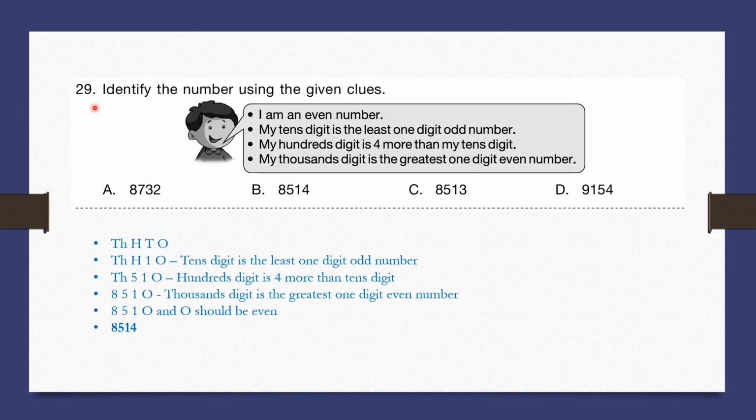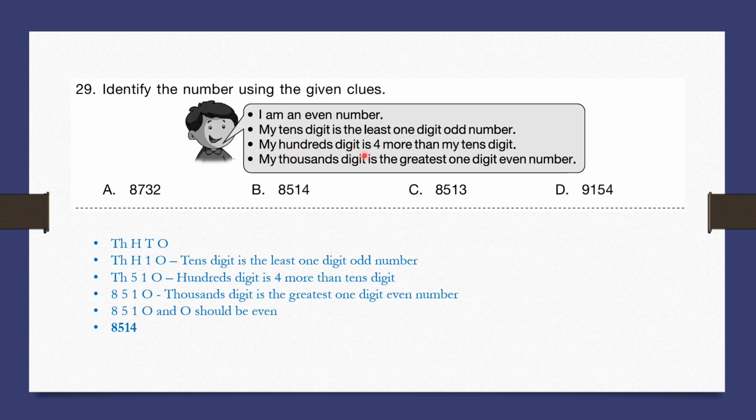Question number 29. Identify the number using the given clues. So it's a 4-digit number. We can write down thousands, hundreds, tens and ones. Now let's see the statements. I am an even number, so the ones digit will be even. My tens digit is the least 1-digit odd number. So the least 1-digit odd number is 1. So we replace the tens digit by 1.